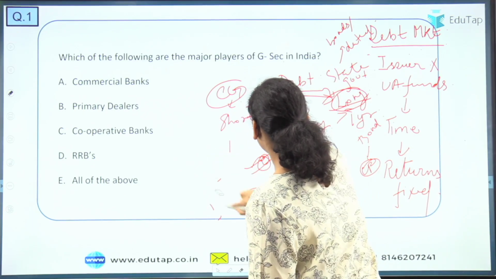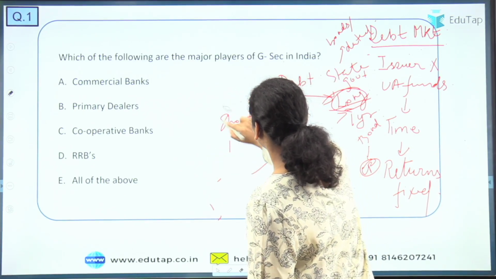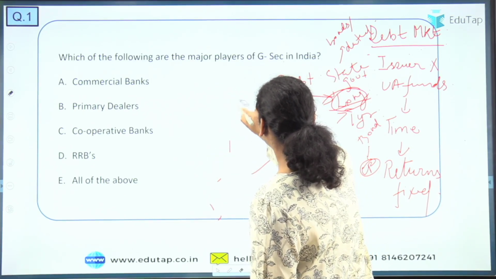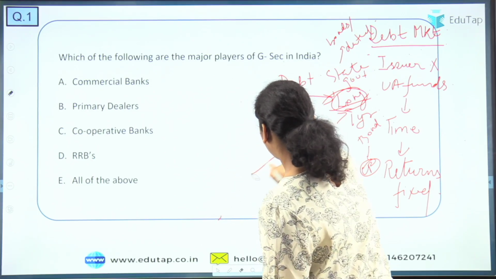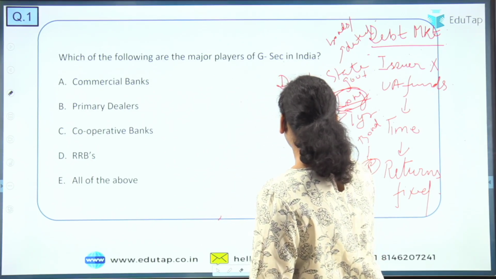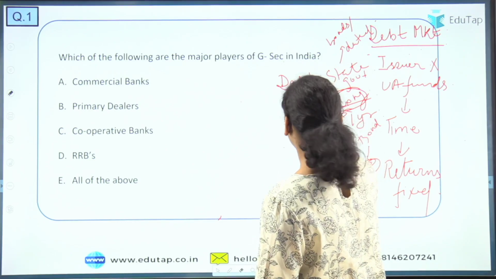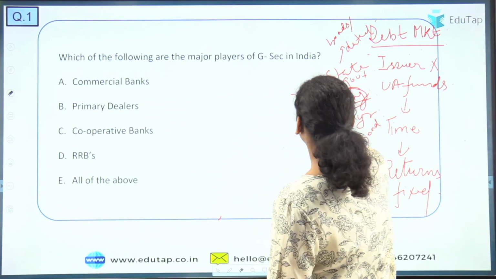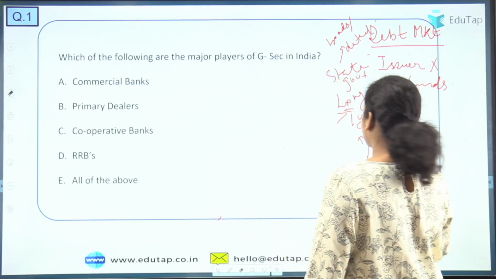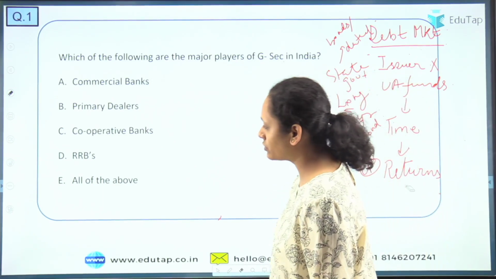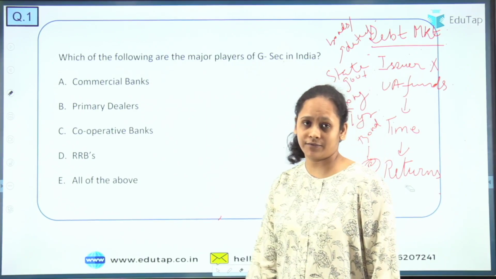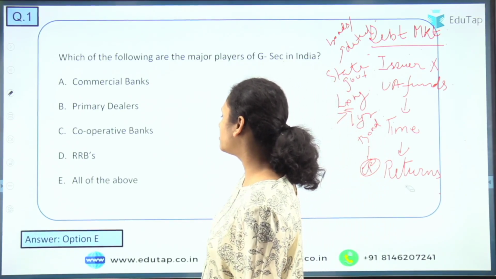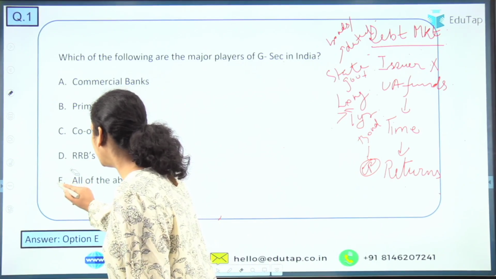Now we'll just get into the question. The question asks, who are the major players of the GSEC in India? The options say: are they commercial banks, or primary dealers, or cooperative banks, regional rural banks, or all of the above? The correct answer to the question is all of the above.